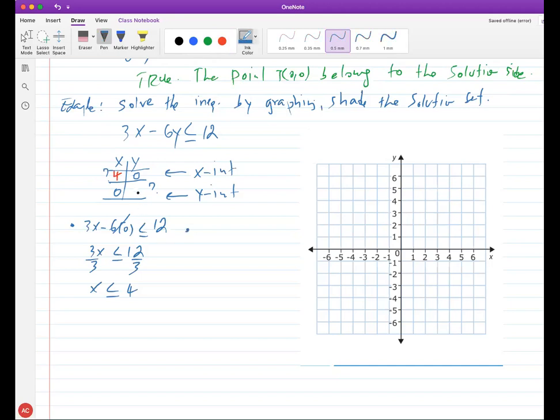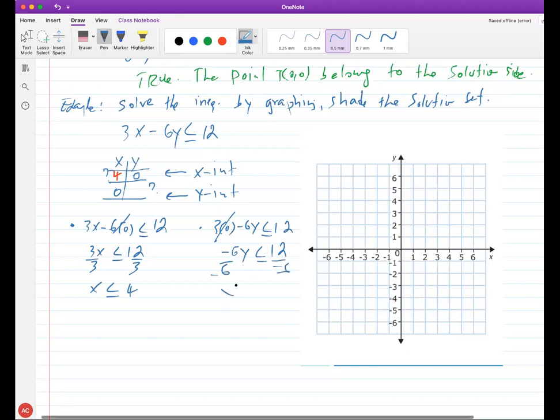And then we're going to do the same thing for the other one. This time we have the x, we don't know the y. We're going to take the x, we're going to plug it again here. This will cancel out. We're going to solve this to find y. So 3 times 0 minus 6y is less than or equal to 12. This goes away. Negative 6y, 12 divided by negative 6. Y is negative 2.